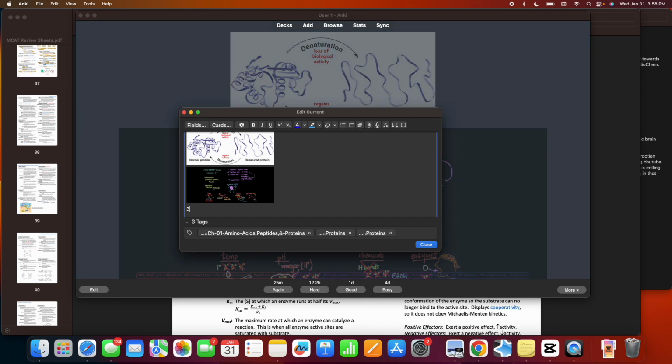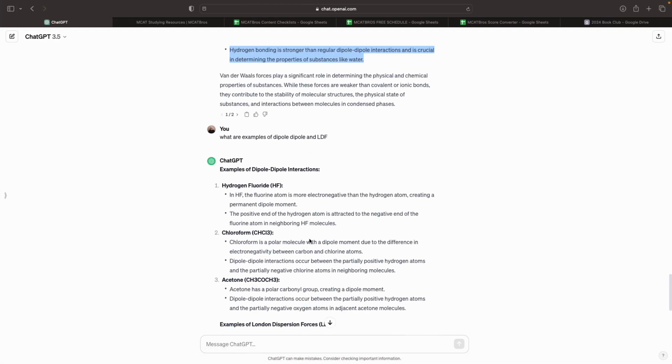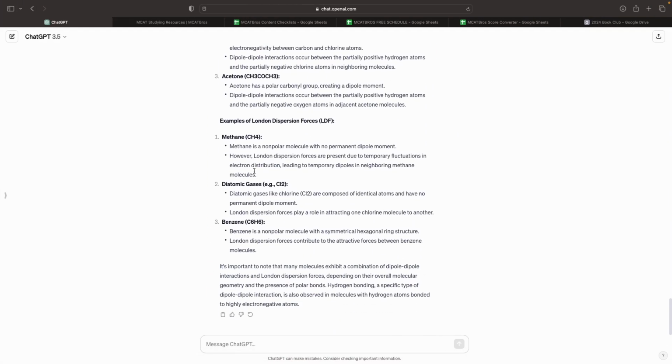So let's actually write it. Three types of van der Waals forces. LDF in general, nonpolar molecules, CH4, for example. What else did we have? Diatomic gases like Cl2 or O2. Anything else that was there? Like benzene.